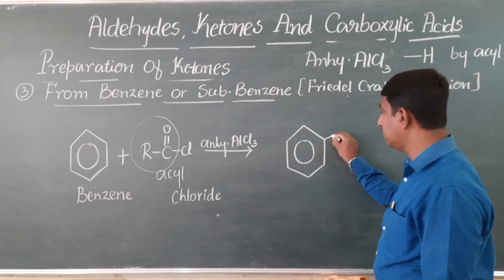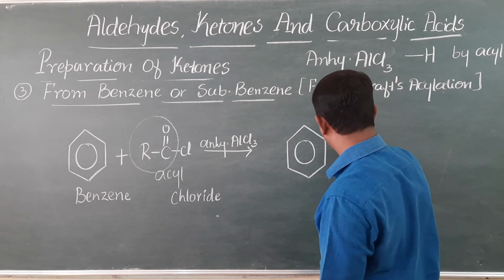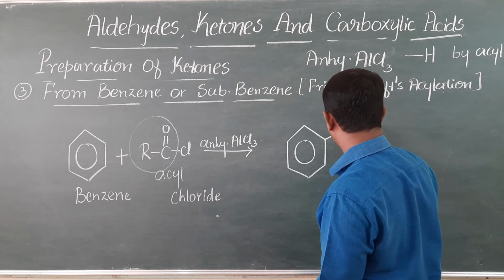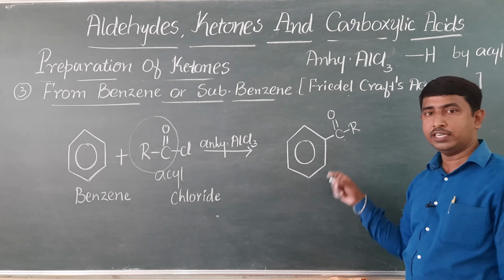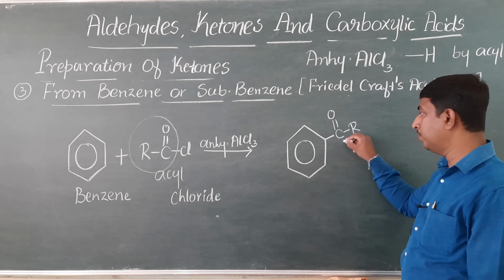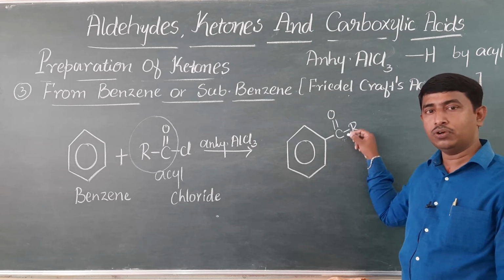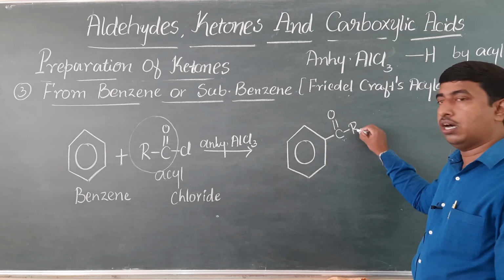So I'll replace this hydrogen. It is replaced by C double bond O R. C double bond O always exists in between the carbon atoms. We can't write C double bond O at the terminal end. So it is C double bond O R.